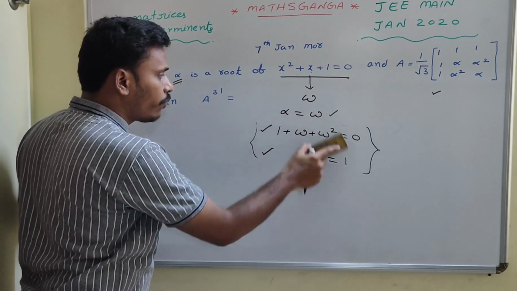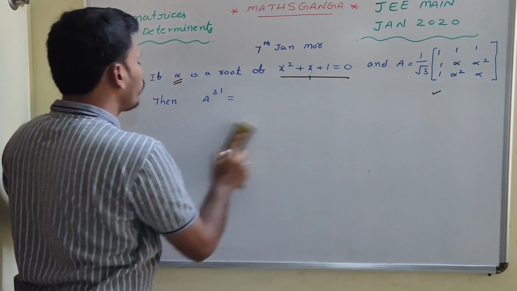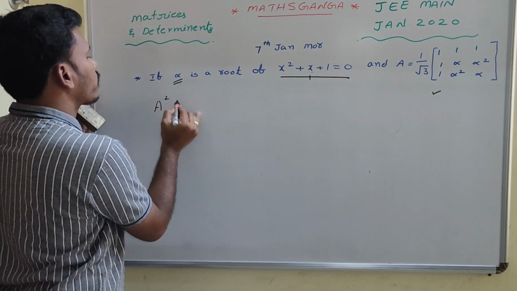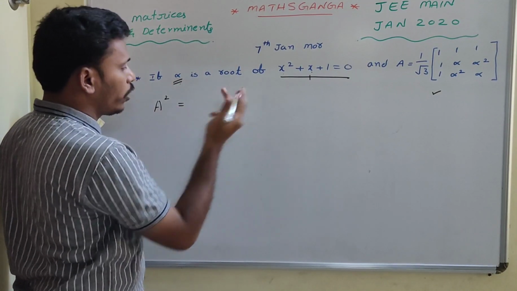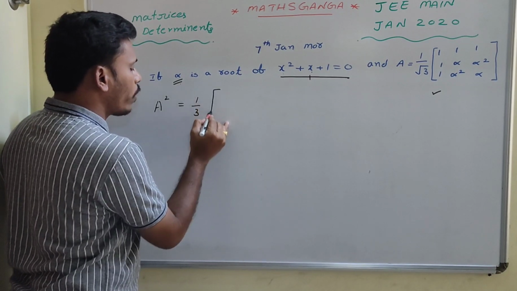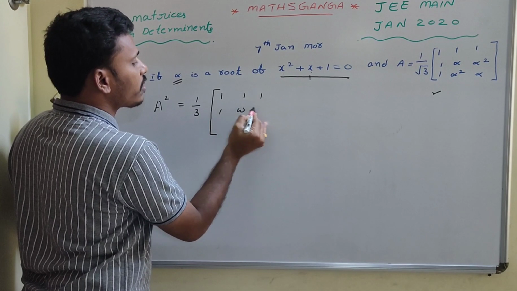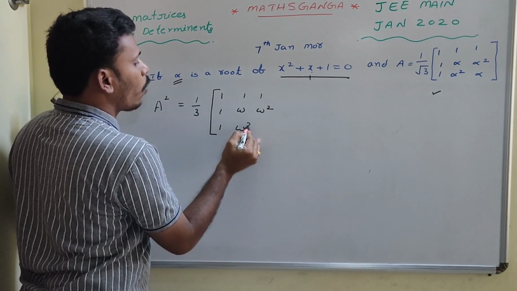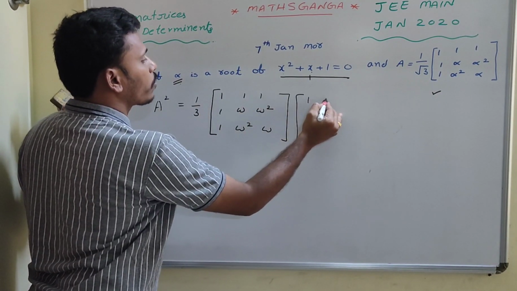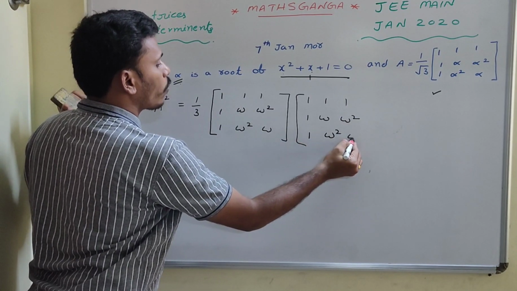Now we know that alpha is omega, and related to omega we have these two important identifications. Now first of all, try to calculate A square. To calculate A square, what you need to do? 1 by root 3 square is 1 by 3, so no need to take it twice. So A square is 1 by 3 times the matrix with rows 1, 1, 1; 1, omega, omega square; 1, omega square, omega. Since we are calculating A square, take the same matrix another time.